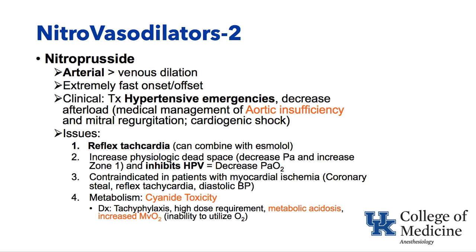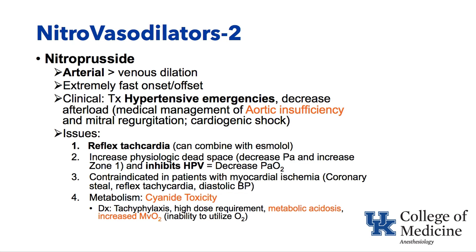Another issue with nitroprusside is that it increases physiologic dead space. Now, how does it do that? If it decreases blood pressure, including the pulmonary artery pressure, P little a, remember, zone 1 of the lung is where P big A, alveolar pressure, is greater than P little a, and so the more you decrease P little a, the more you're increasing zone 1 in the lung.